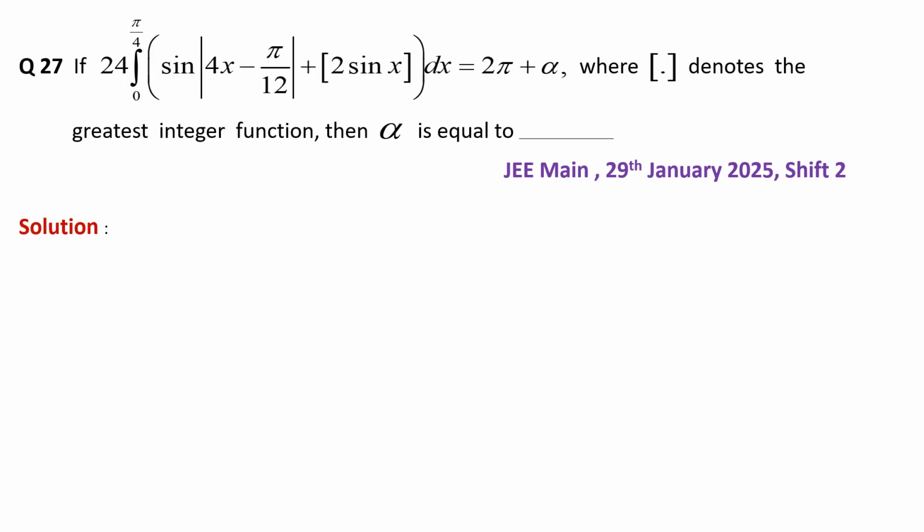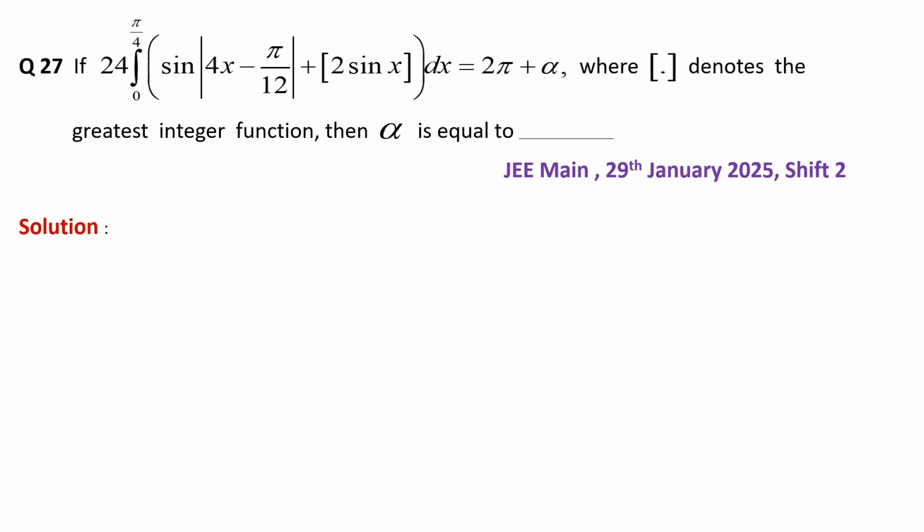It says, if 24 times the integral from 0 to pi by 4 of sine of mod of (4x minus pi upon 12) plus GIF of 2 sine x dx equals 2 pi plus alpha, where GIF stands for the greatest integer function, then alpha is equal to.